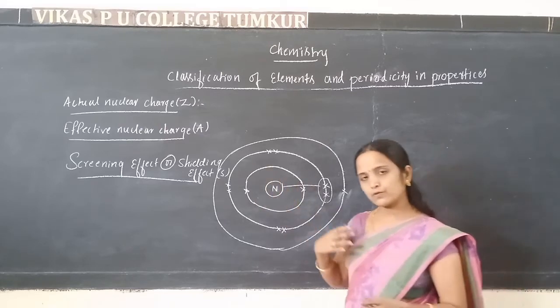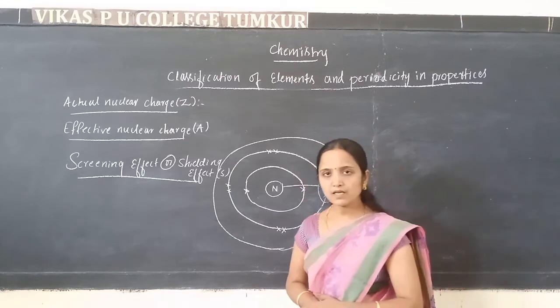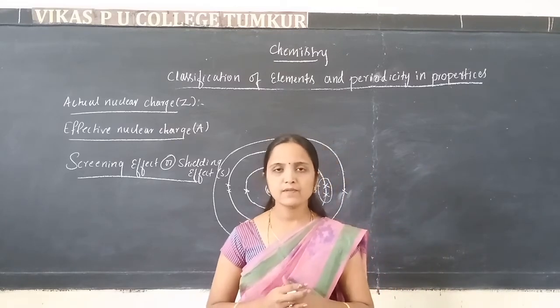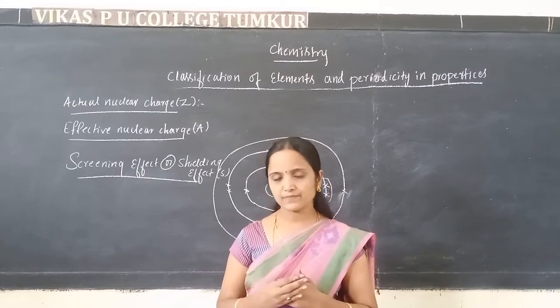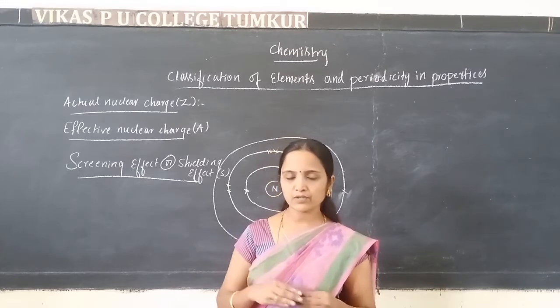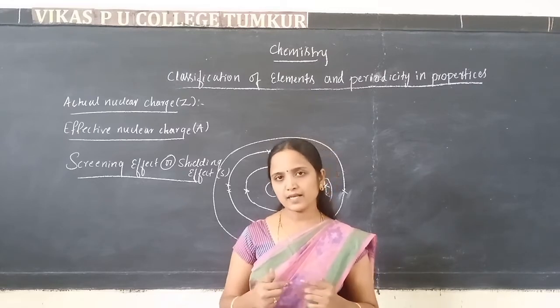How does it have an effect? Suppose the inner shell contains more electrons than the electrons in the outer shell. At that time, what happens?